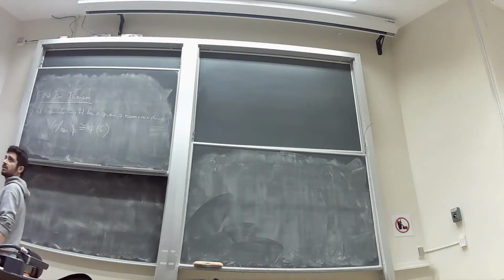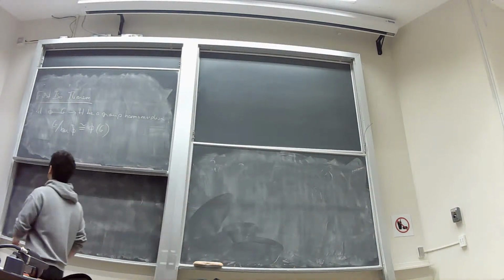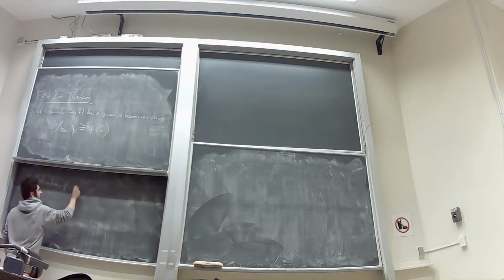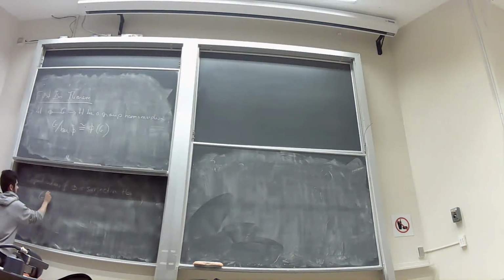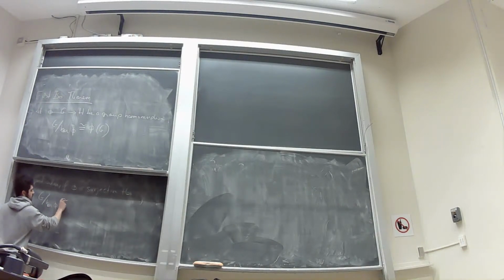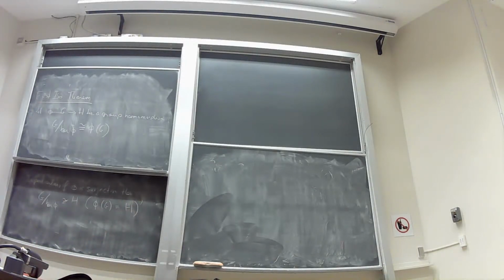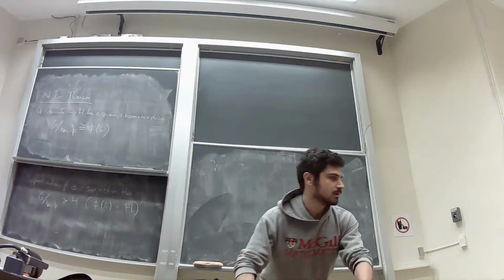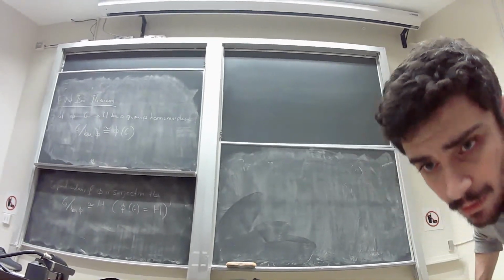Okay, great. So the first isomorphism theorem: if phi from G to H is a group homomorphism, then G modulo the kernel of phi is isomorphic to phi of G. In particular, if phi is surjective, then G modulo the kernel of phi is isomorphic to H, because then phi of G is H.